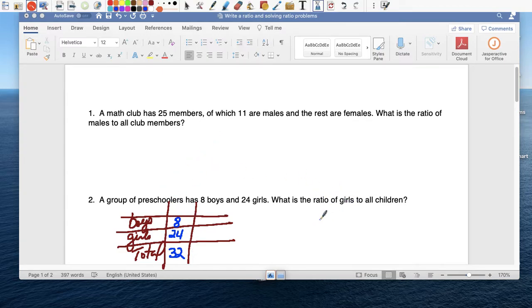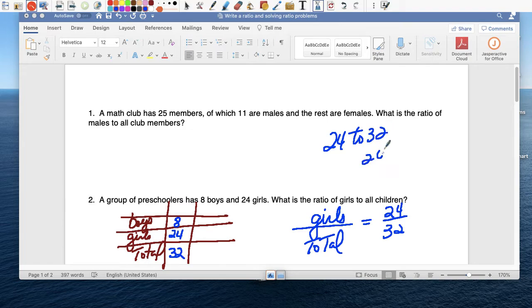They're asking what's the ratio of girls to all the children, or to the total. So how many girls do we have? 24. How many total? 32. So there's your ratio. 24 to 32.